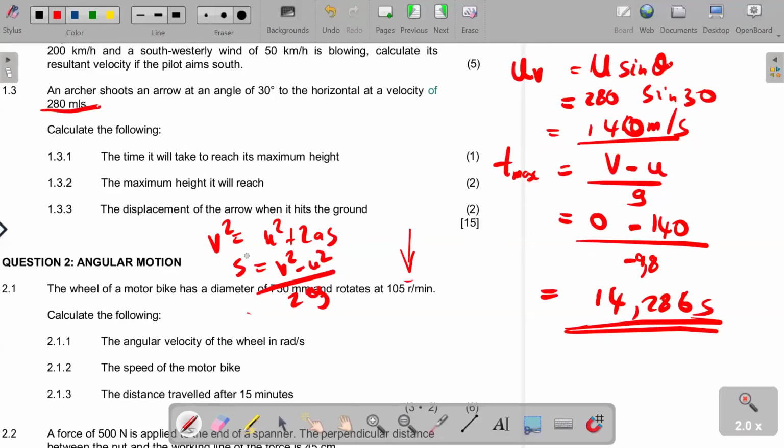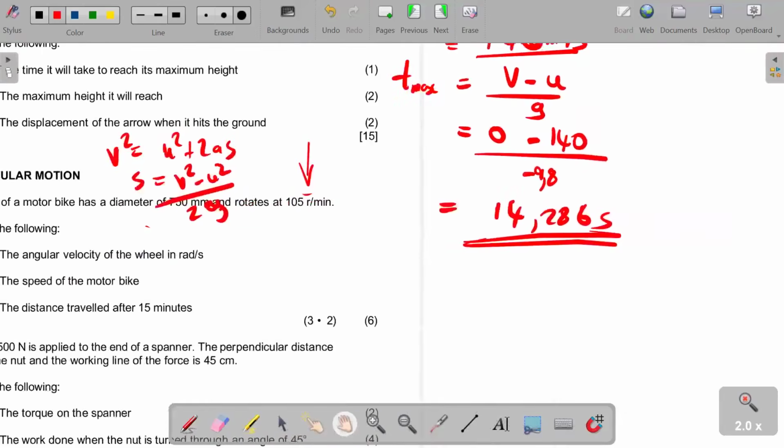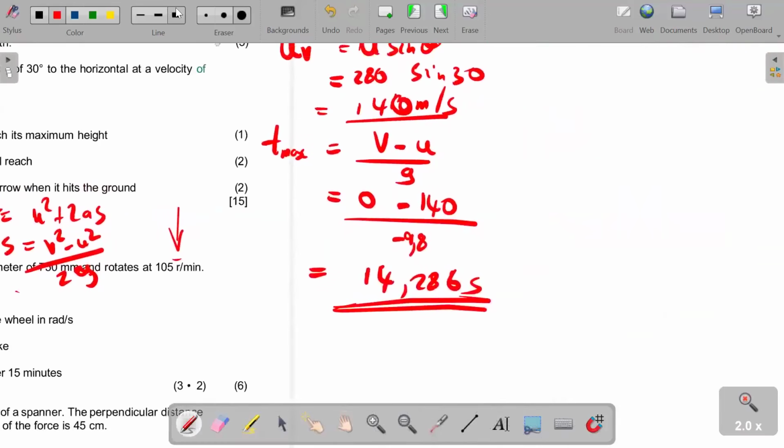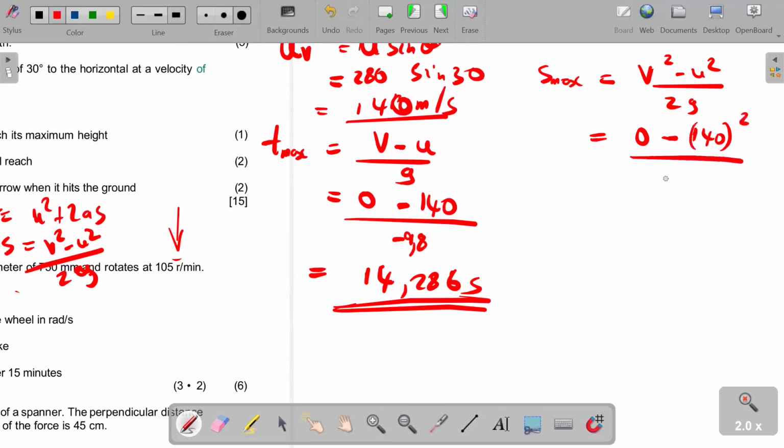So with that having been said, we can therefore safely substitute that into the formula. S max, the maximum height, is equal to V squared minus U squared over 2G. What is our V? It's 0. Squared is 0 minus 140 squared over 2 times negative 9.8, and that in turn will give us 1,000 meters.